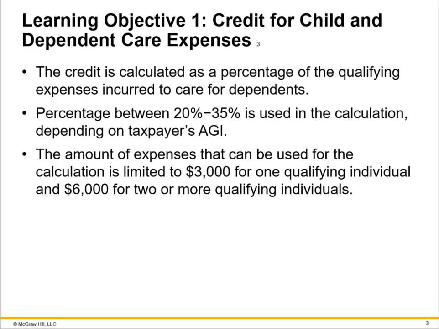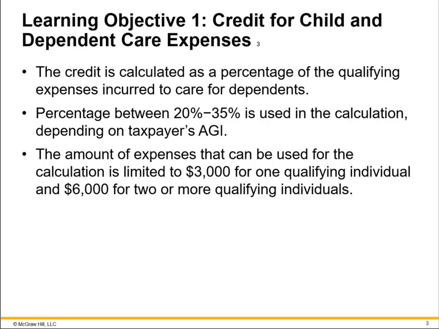So the first thing to remember is that you get a credit, and remember, a credit is used to offset your tax liability. So you have tax liability, you apply the credit. It does not affect your taxable income. It is not subtracted from your income to get your taxable income. It is applied to your liability. It's offset against your liability.